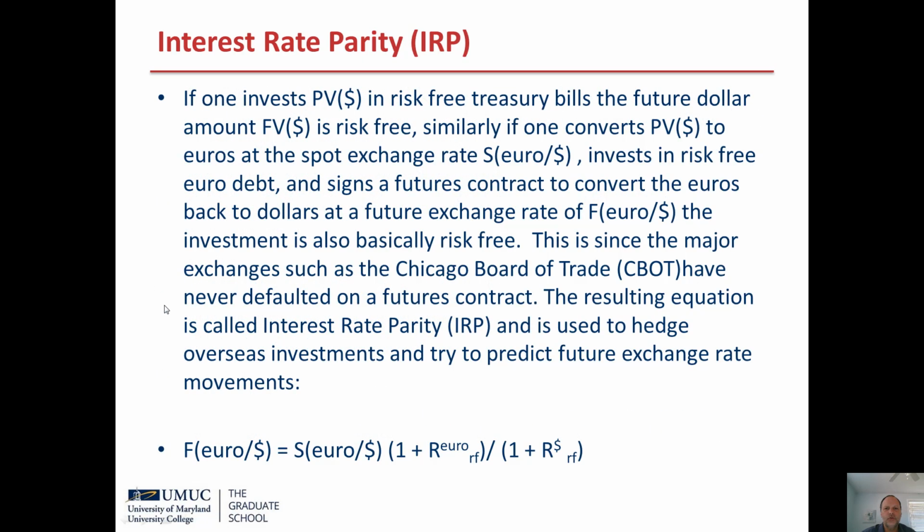If we rearrange this equation, then we would end up with the future value in euros per dollar equals the spot value in euros per dollar times 1 plus the risk-free investment in European government debt divided by 1 plus the risk-free investment in US government T-bills. So this is called the interest rate parity equation and is generally true since it is very easy to move currency from one country to another.